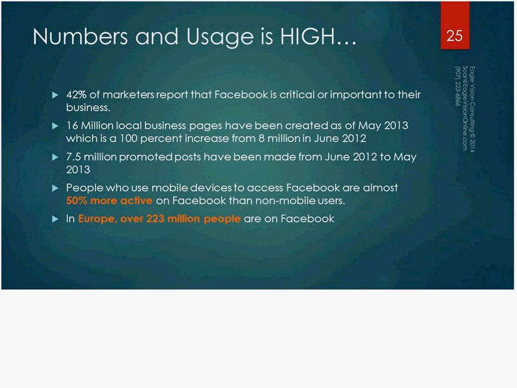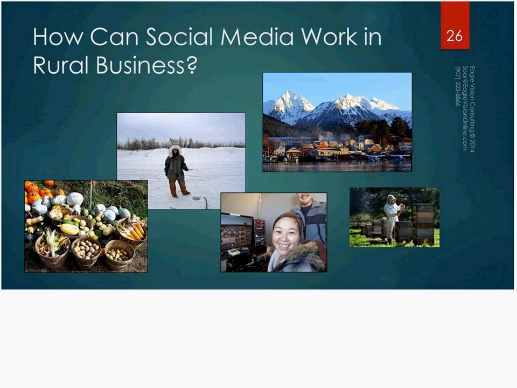Again, people who use mobile devices to access Facebook are almost 50% more active on Facebook than non-mobile users. In Europe, over 223 million people are on Facebook. So that just backs up the statistics about how many people outside of the United States and Canada are on Facebook. Okay, so how can social media work in rural Alaska?